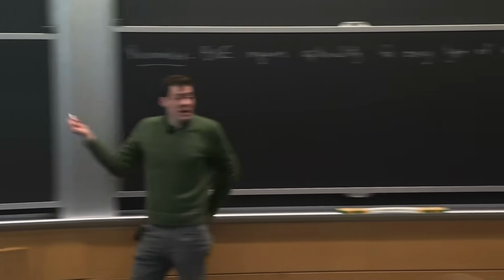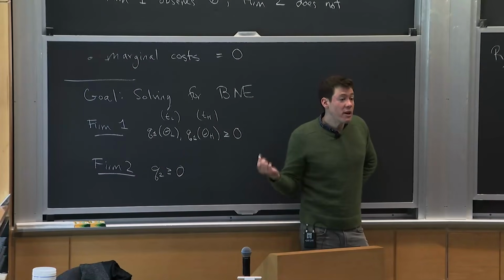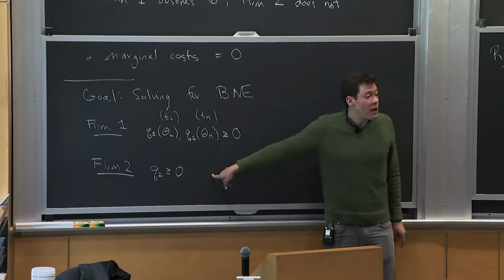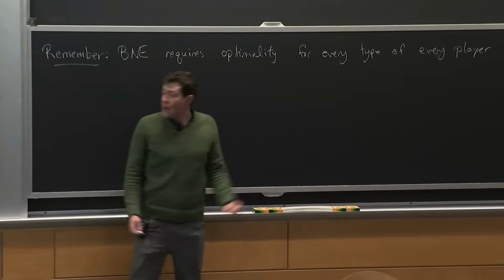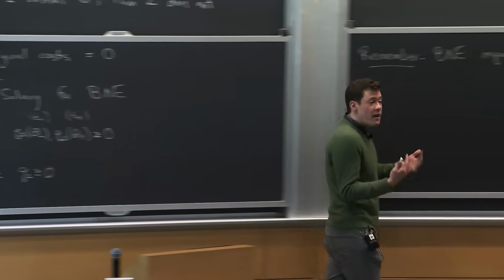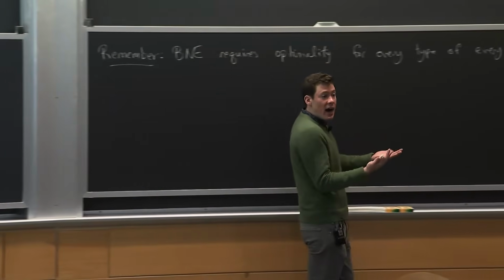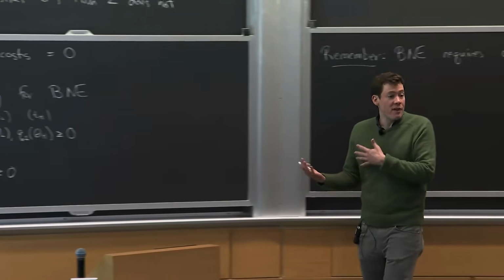So in this problem, how many conditions are we going to have? 3, right? Because there's one type of player 2. So we're going to have one condition for player 2 that says player 2 is behaving optimally. And then we're going to have 2 different conditions for firm 1 saying if firm 1 is the high type and they observe that demand is high, then they're behaving optimally. And if they observe that demand is low, then they're also behaving optimally.